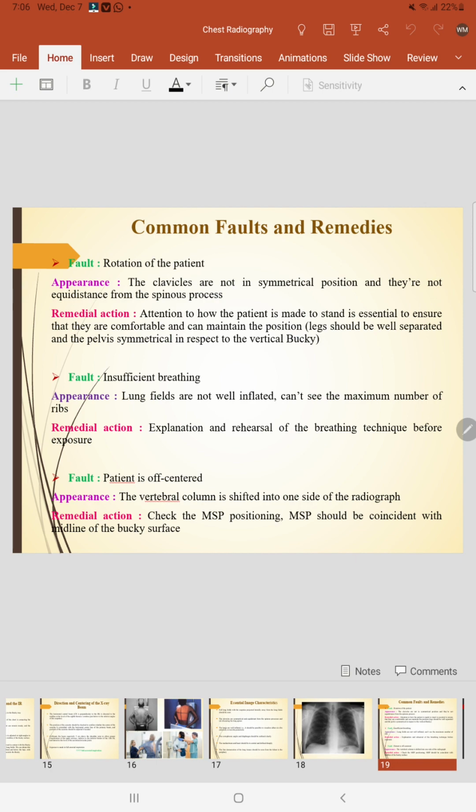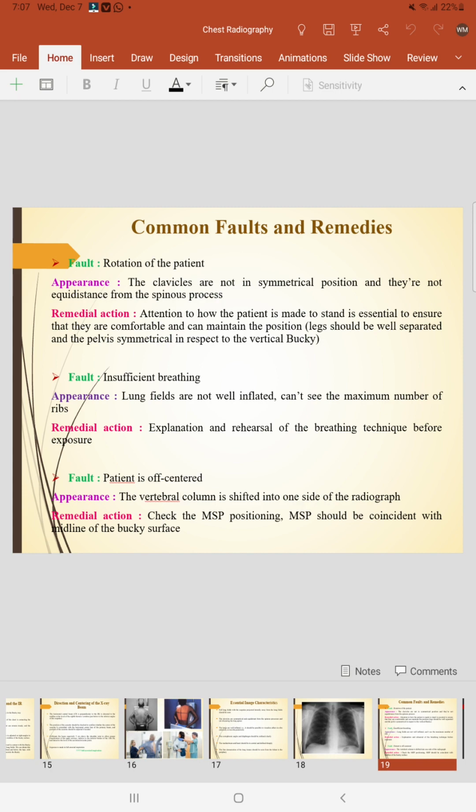Common faults and remedies. Fault: rotation of the patient. Appearance: the clavicles are not in symmetrical position and are not equidistant from the spinous processes. Remedial action: attention to how the patient is made to stand is essential to ensure that they are comfortable and can maintain the position. Legs should be well separated and the pelvis symmetrical with respect to the vertical bucky.